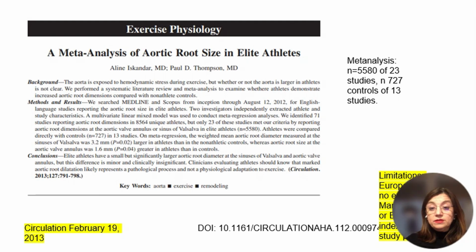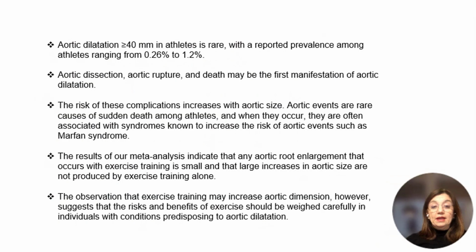Was this study conclusive? We also reference further studies some years later, where Iskander looked into a meta-analysis of aortic root size in elite athletes. This was a larger data set, nearly 600 athletes in 23 studies, with controls in 13 of those. Though these observations had limitations, being mainly of European ethnicity, the conclusion was similar: aortic dilation of more than 40 in athletes was rare, with reported rates ranging from 0.26 to 1.2%.